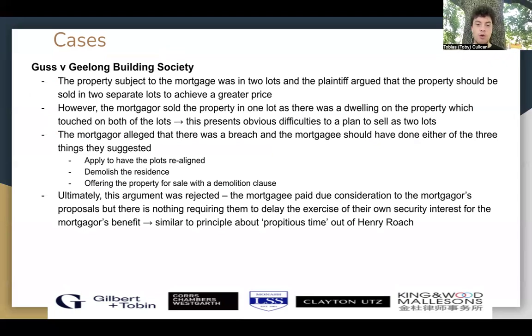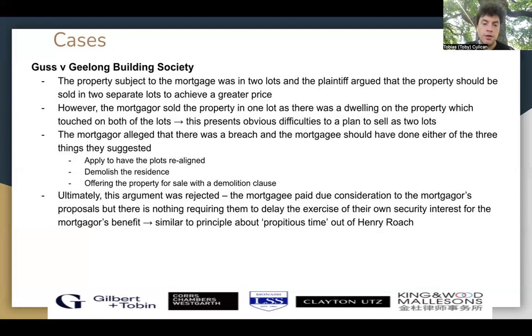The property subject to the mortgage was in 2 lots, and the plaintiff argued that the property should be sold in 2 separate lots to achieve a greater price. However, the mortgagor sold the property in 1 lot as there was a dwelling on the property which touched on both the lots. This presents obvious difficulties to the plan to sell 2 lots because you'd be selling as 2 lots, and well, what are you going to do about that few centimeters of the dwelling on one of the other properties? That's not clean cut.